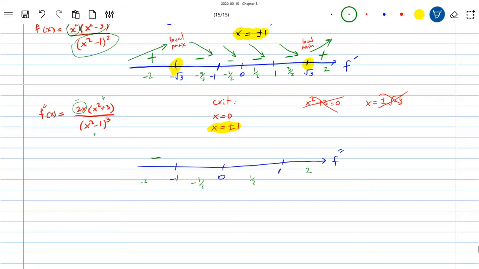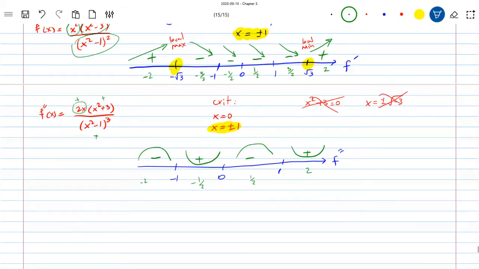Again, you don't need to calculate the number. Figuring out the sign is good enough. For -1/2, this would be negative, the other term positive, divided by a negative number, so you get positive. For 1/2, this is still negative, this becomes positive, so you get a negative number. For 2, everything is positive, so you get positive. So we have concave down, concave up, concave down, and concave up.